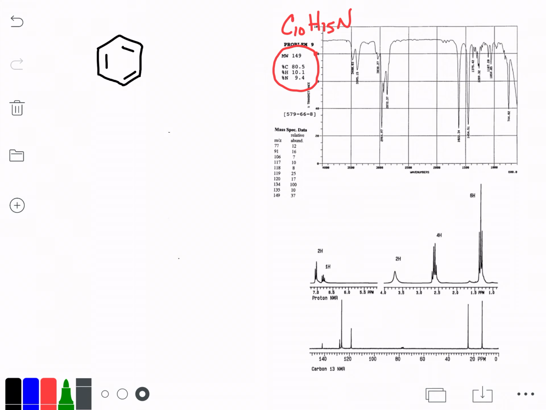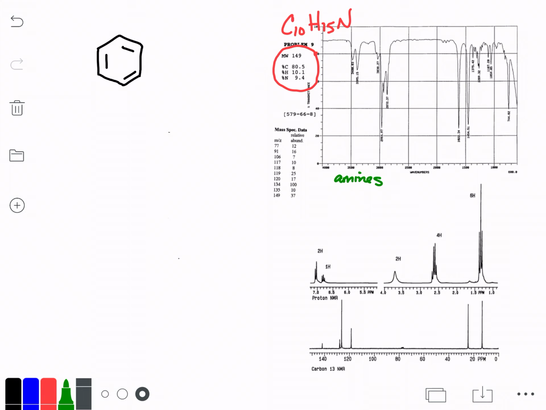Now my next step would be to look at the IR to find out what functional groups we have present. And specifically, I'd like to find out, do I have any double bonds? Do I have any triple bonds? Do I have any alcohols or amines or any of those easy to identify groups? In this case with a nitrogen, I'd be looking for amines, of course, and I see that.